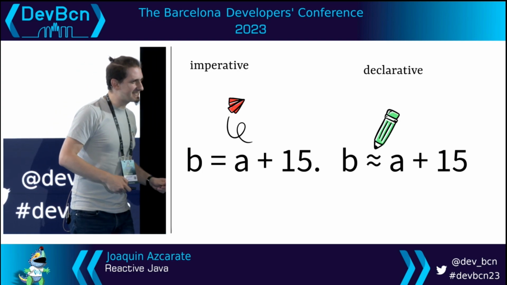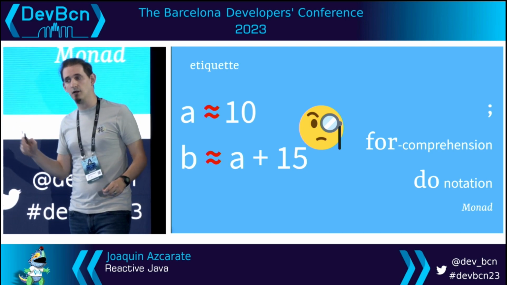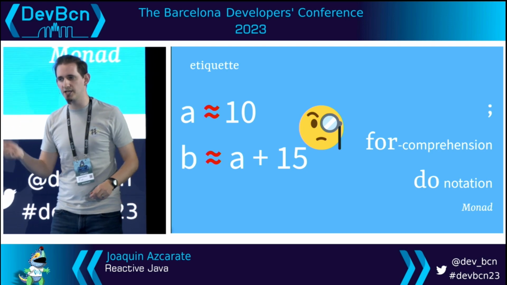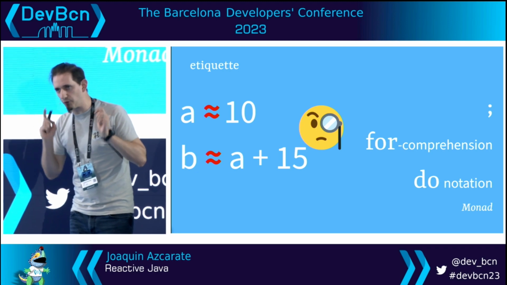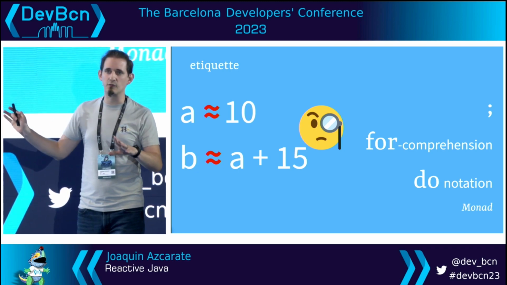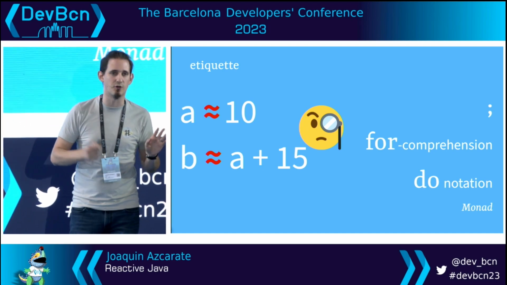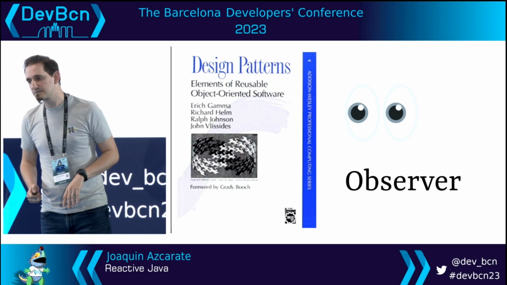If this sounds sort of similar to the semicolon in Java, or for comprehension, or do notation, or monads, you're right on track. That's exactly what I'm trying to get at. If any of these doesn't ring a bell, absolutely don't worry. You don't need this piece of information for the rest of the talk.